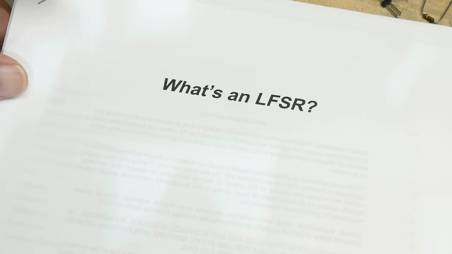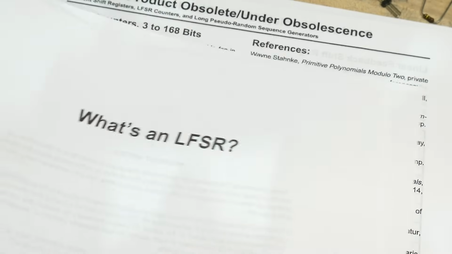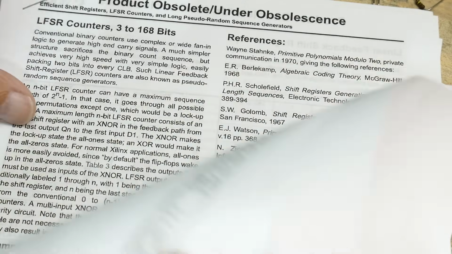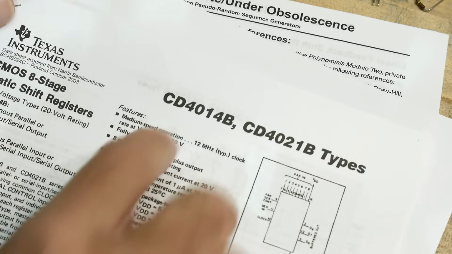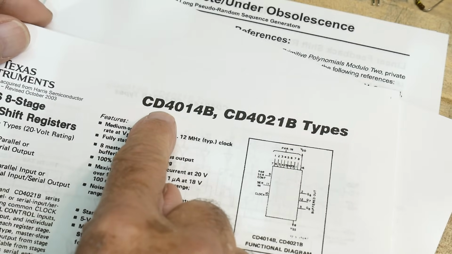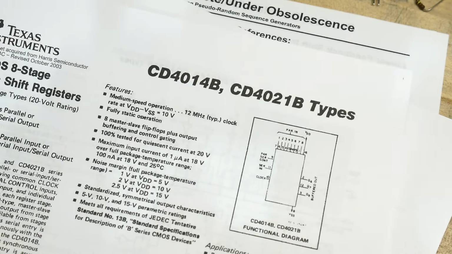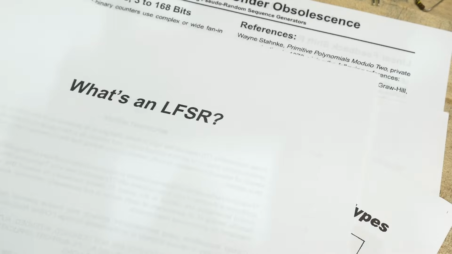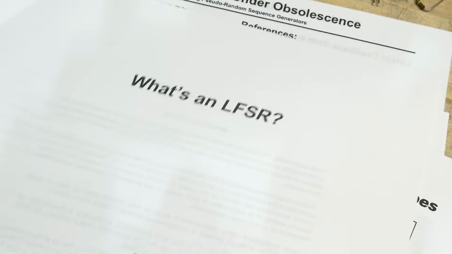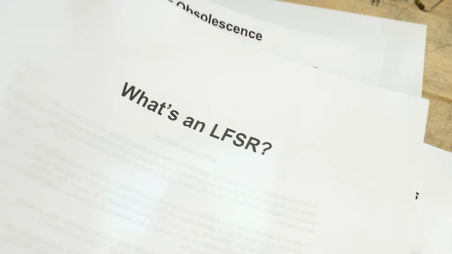And we are going to use a different shift register today. We are going to be using a CD4014B. It is an 8-bit shift register. All right. So, but what is this LFSR stuff? Okay. Well, let's see here. I've got a couple of diagrams that might explain it.